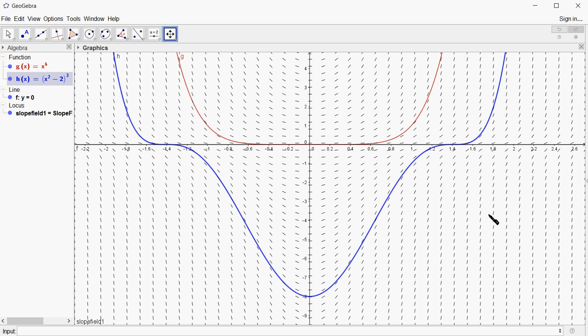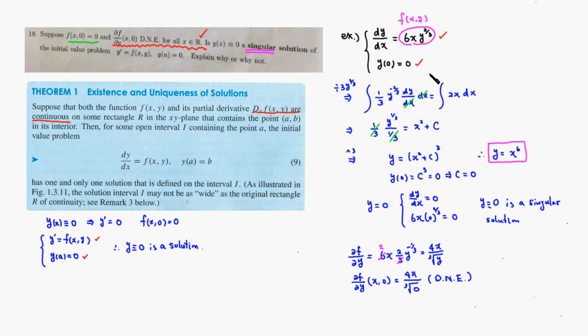All right, but anyway, the point is, let's go back to the problem. If you have a case where f of x comma 0 equals 0, and the partial derivative with respect to y does not exist, you could have an example where y equals 0 is a singular solution, which does not come from the general solution that we get from solving the differential equation. That's it. I hope that this was clear.